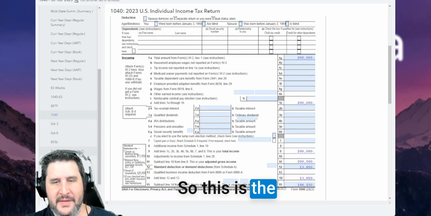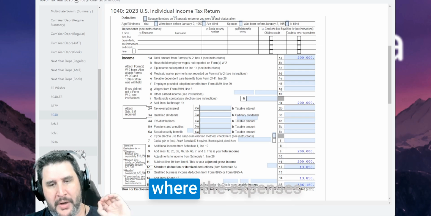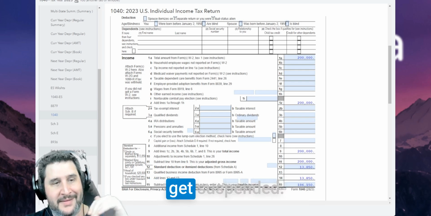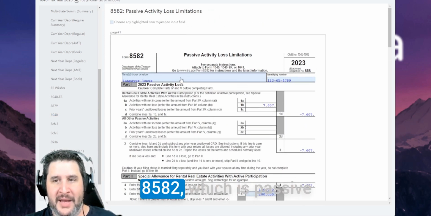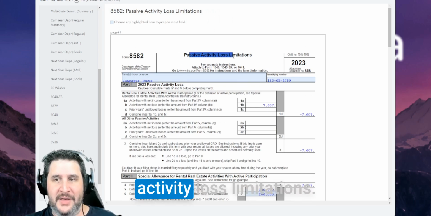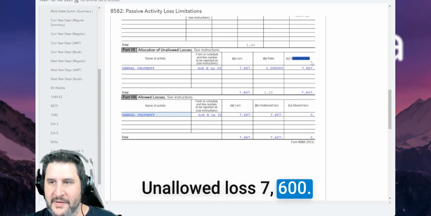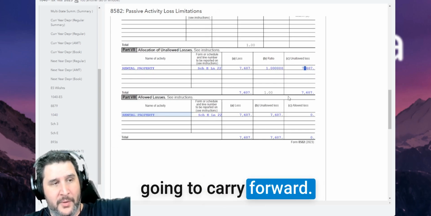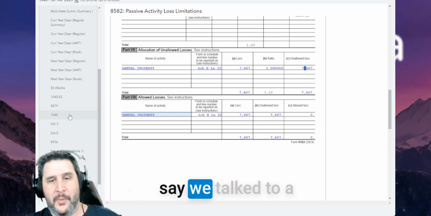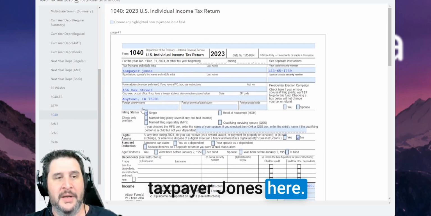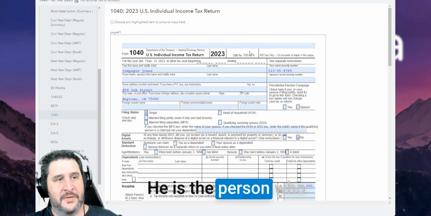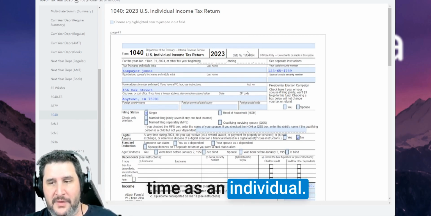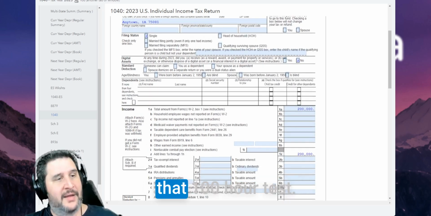So this is the passive version where the expenses get suspended. And if you want to dive into the details, that goes on Form 8582, passive activity loss limitations. Unallowed loss, 7,600. So that number is going to carry forward if we don't do anything. Now, let's say we talk to Taxpayer Jones here. He actually spends a lot of time on the property. He is the person who spends the most time as an individual. And so he satisfies that 100-hour test.